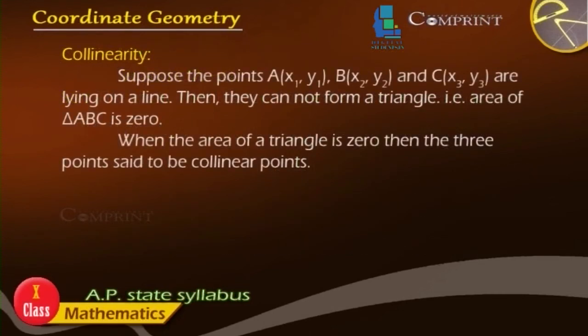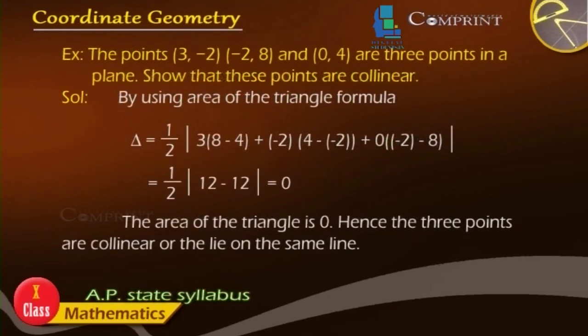Collinearity. Suppose the points A (x1, y1), B (x2, y2) and C (x3, y3) are lying on a line. Then they cannot form a triangle. That is, the area of triangle ABC is 0. When the area of a triangle is 0, then the 3 points are said to be collinear points. Example. The points (3, -2), (-2, 8) and (0, 4) are 3 points in a plane. Show that these points are collinear.